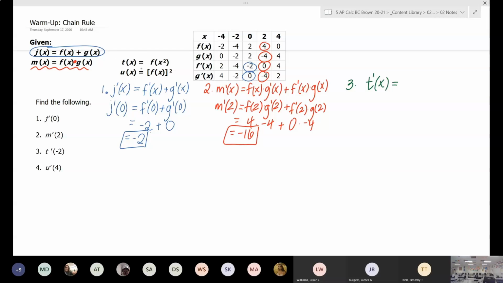Looking at T, though, it is defined as f of x squared. So this is a clue that we're using the chain rule, even though we don't know what f is. We know that x squared is inside of f, and we use the chain rule whenever we have a function inside of another function. So if I want to find the derivative of T, we take the derivative of the outside first, which is f. By the chain rule, the inside stays the same, and the inside was x squared. Then we multiply it by the derivative of the inside, which is just 2 times x.